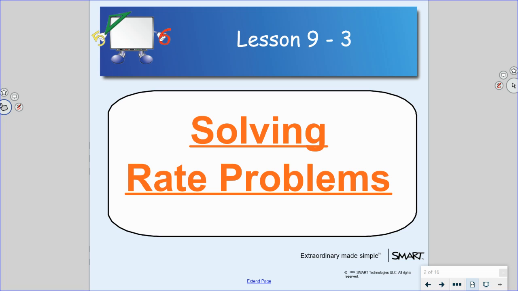And welcome, ladies and gentlemen, to Chapter 9, Lesson 3, Solving Rate Problems. Today is the third lesson of the book, but we're going to be doing a worksheet assignment soon to come. I'll talk more about that.